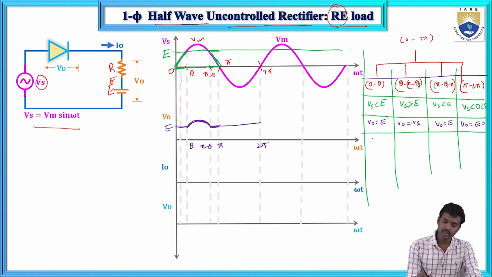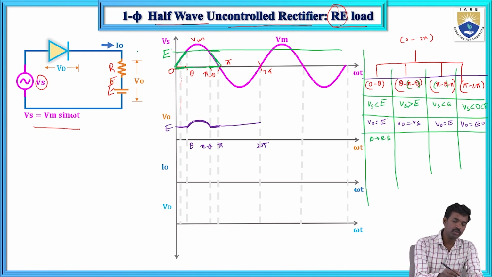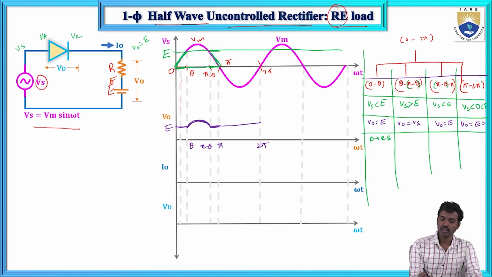So the diode is in reverse bias. The diode is in reverse bias means here this is V naught, this is equal to E, this is the Vs. So Vs is less than E means here the anode voltage is less than the cathode voltage, that is, the diode is in reverse bias.